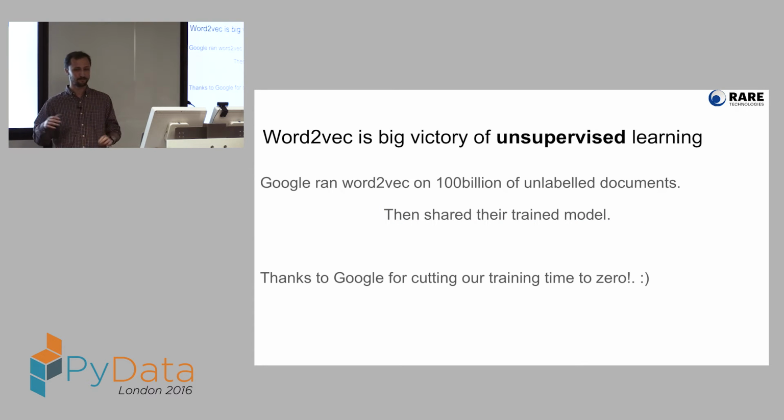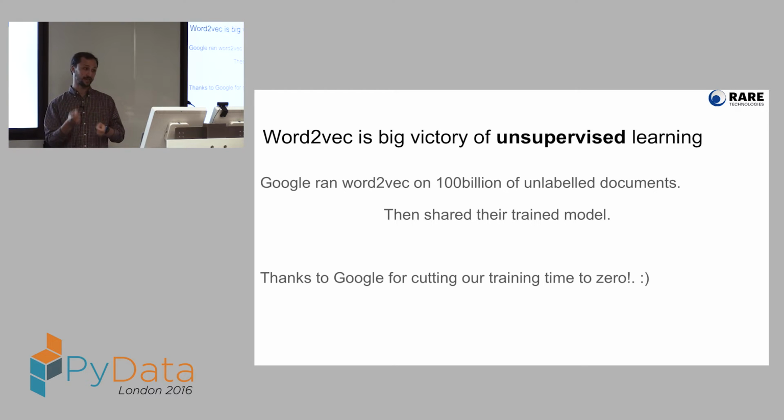As a side note, it's an unsupervised learning algorithm. It's a big victory for unsupervised learning. There's lots of text in the world. No one has labeled it yet. And you can just run Word2Vec on it and get some results. You don't need any labels. So Google ran it on 100 billion words, actually.